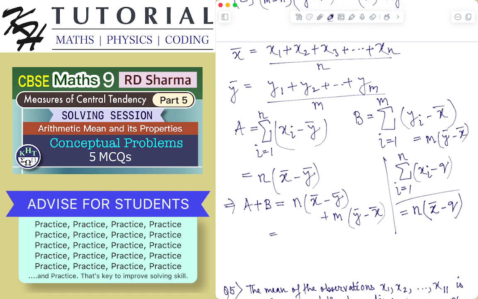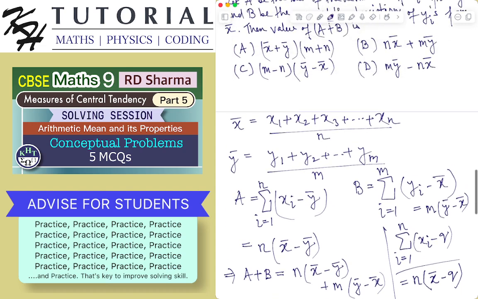If I collect the like terms x bar and the like terms y bar, I have n minus m into x bar minus y bar n minus m. So this is equal to x bar minus y bar multiplied by n minus m. So this is the value of A plus B, x bar minus y bar multiplied by n minus m.